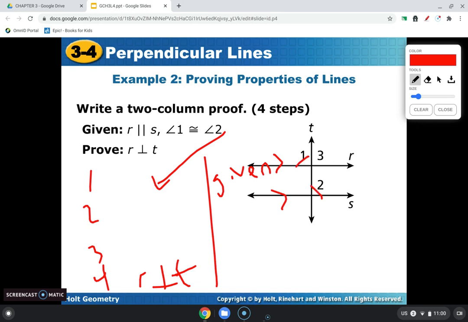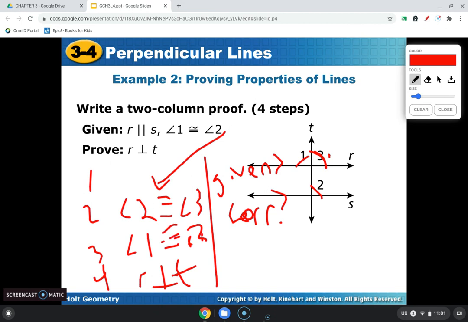All right. Well, if these are parallel, what kind of angle pair are 2 and 3? Corresponding angles. So we know 2 and 3 are corresponding angles. So now we just showed that those 2 are the same. Well, if 1 and 2 are the same and 2 and 3 are the same, don't we now know that angle 1 is congruent to angle 3? That is by the transitive property.